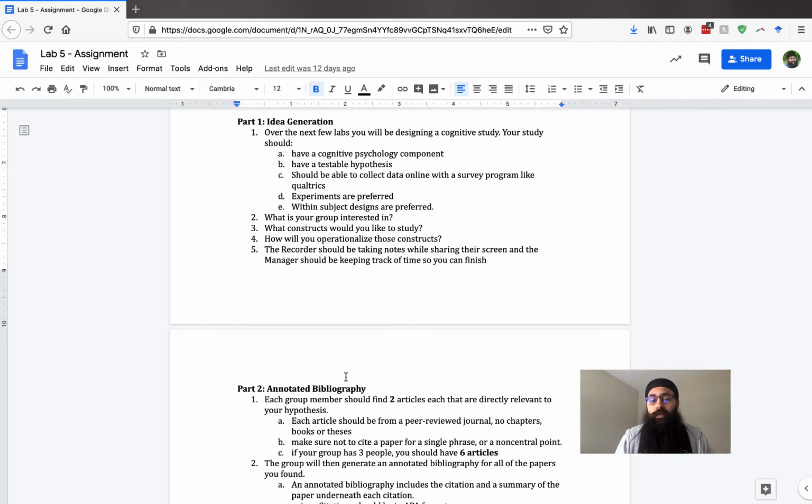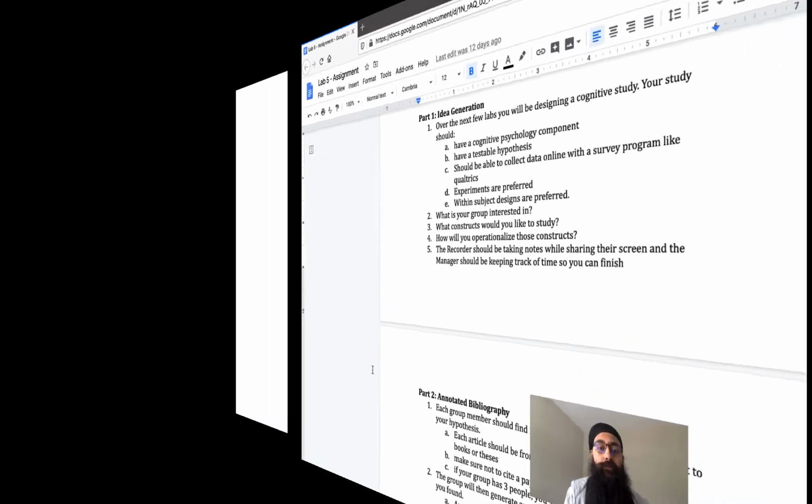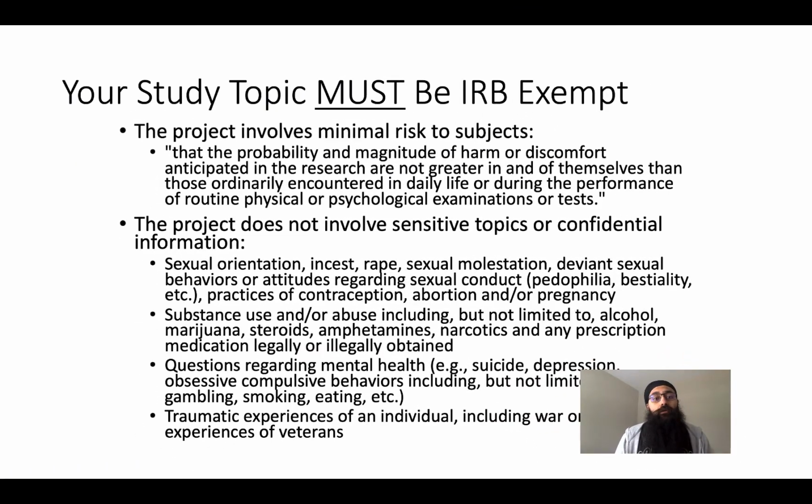The recorder should be taking notes while sharing their screen, and the manager should be keeping track of time so that you can finish. In addition, we also need to talk about IRB exemption. Your study topic must be IRB exempt. So because we're not going to be going through the IRB, your project must involve minimal risk to subjects, and there's an explanation of what minimal risk is on the screen. But more specifically, the project cannot include sensitive topics or confidential information.